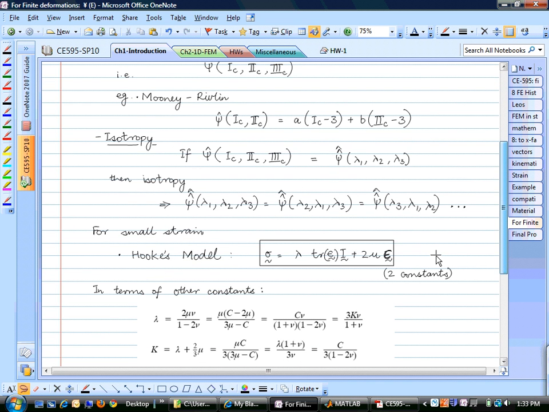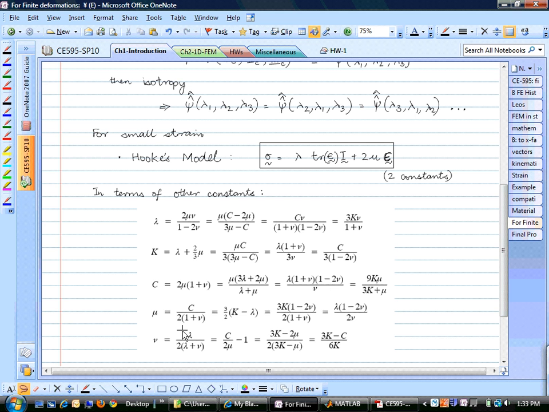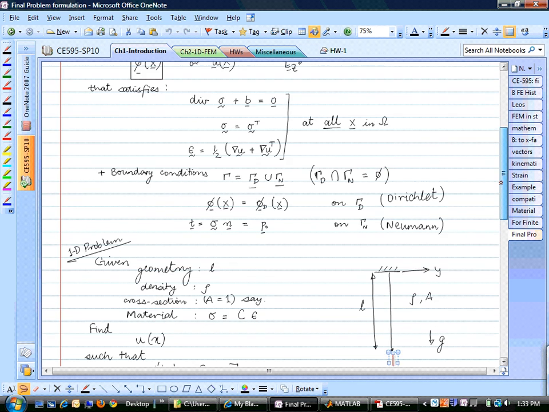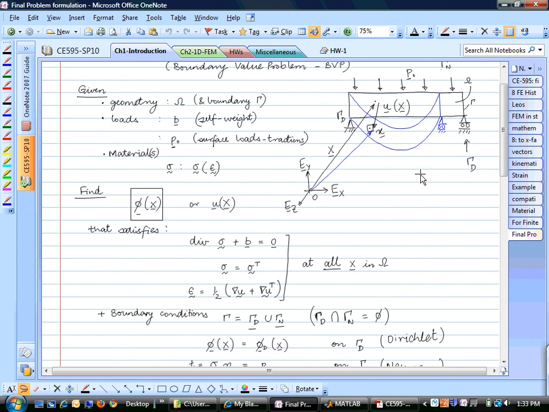And then we talked about this small strain Hooke's law. So this is something that hopefully you all are familiar with. And these lambda and mu are the two parameters that any linear elastic small strain material will have, two material constants. And I showed you some of these relationships between the material constants last time. So given all this information, we said, how do we solve this problem?